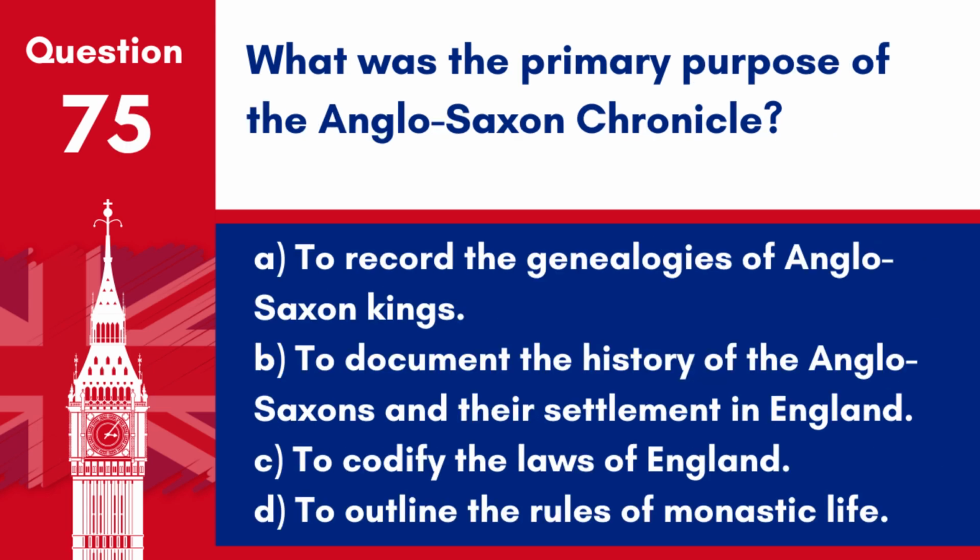Question 75. What was the primary purpose of the Anglo-Saxon Chronicle? A. To record the genealogies of Anglo-Saxon kings. B. To document the history of the Anglo-Saxons and their settlement in England. C. To codify the laws of England. D. To outline the rules of monastic life.